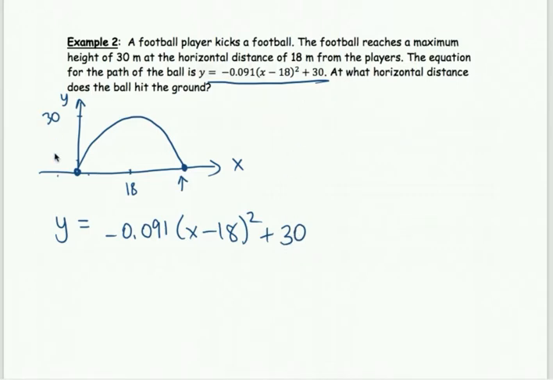So again, what is the height of the ball? Remember that that's y when it hits the ground. Well, y is equal to 0 at that point. So right here, y is equal to 0. So we want to know how far is that across the field? So we need to figure out the x. So let's plug the 0 in and solve our way out.